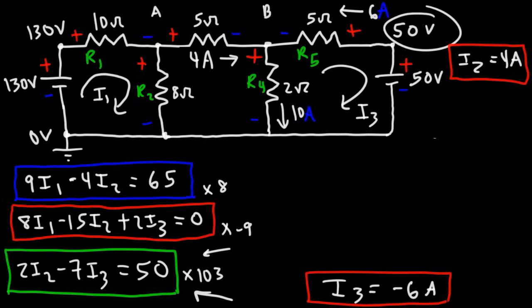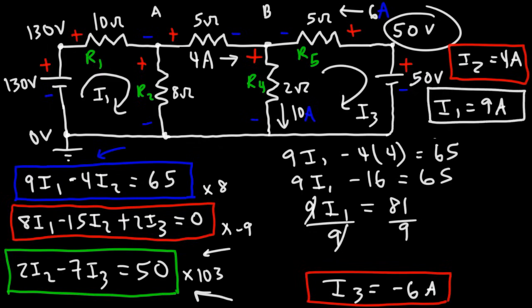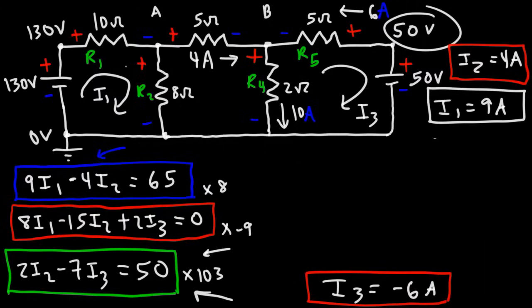Now let's calculate I1 using this equation. So this is going to be 9 times I1 minus 4 times I2, which is 4, and that's equal to 65. 4 times 4 is 16. So adding 16 to both sides, we'll have 65 plus 16, which is 81, and then dividing both sides by 9. 81 divided by 9 is 9. So that's the value of I1. It's 9 amps. So the current flowing through R1, that's going to be 9 amps.